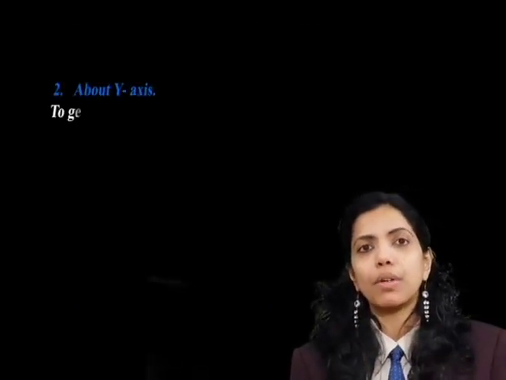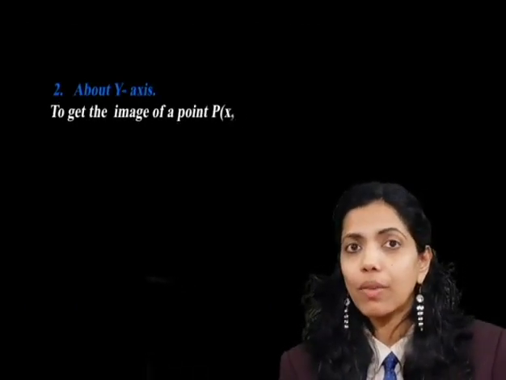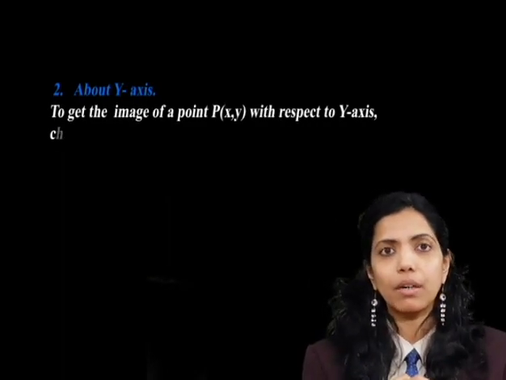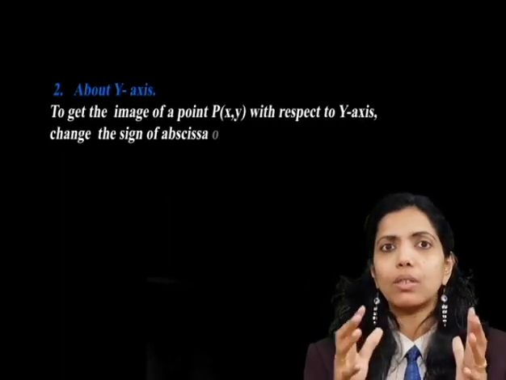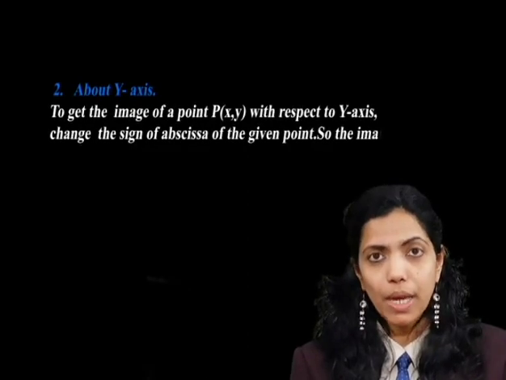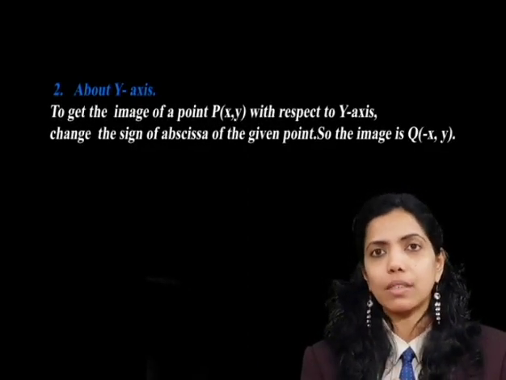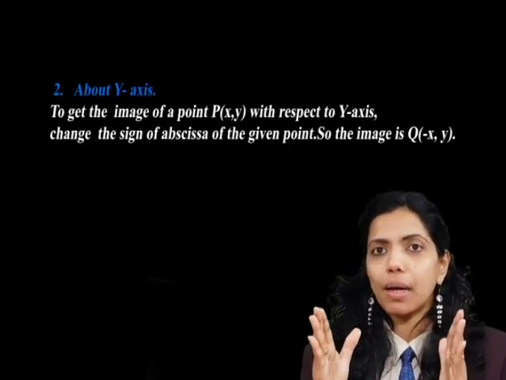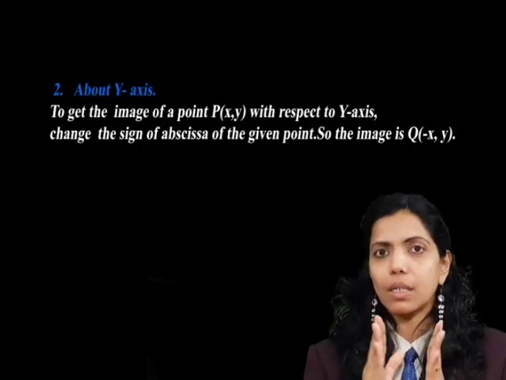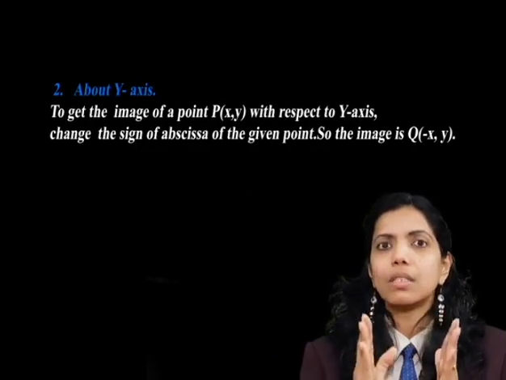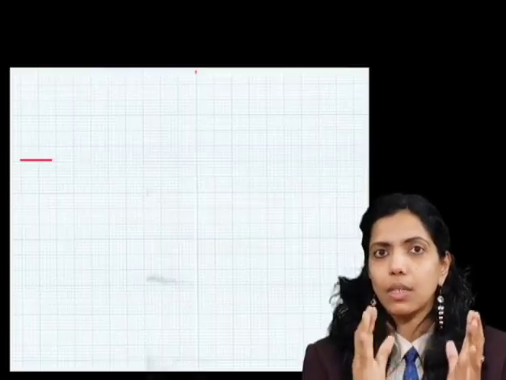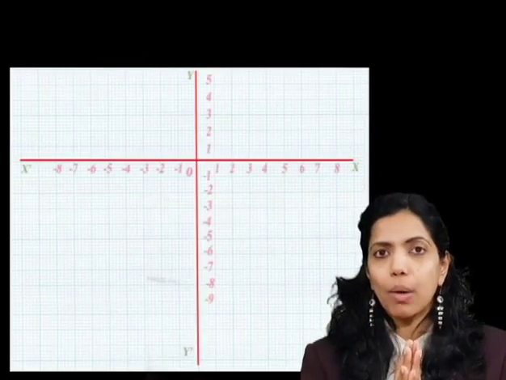Now it's the turn for the y-axis. What will happen for the coordinates of a mirror image? So to get the image of a point P of x, y with respect to the y-axis, change the sign of the abscissa. What is the abscissa? The x coordinate of a point. So the image will turn as Q (minus x, y).